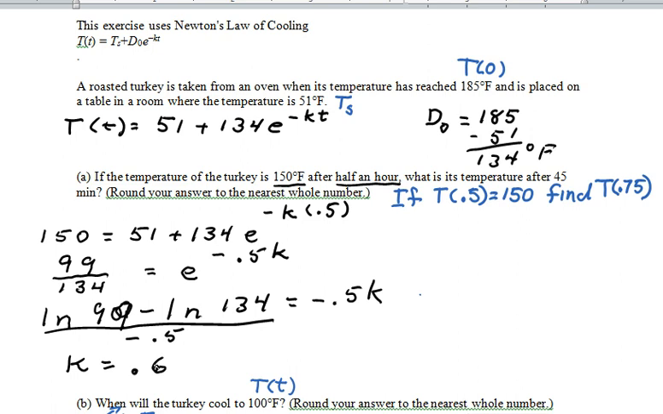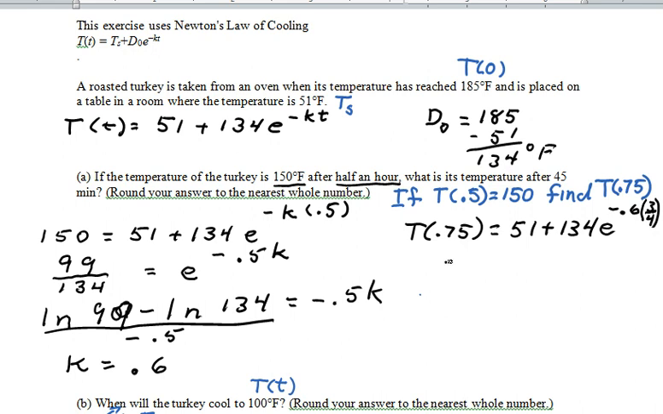And so now we can use that k to find T of 0.75. It will equal 51 plus 134 e to the minus 0.6 times 3/4 or 0.75. I'm going to do 3/4 here. t is 3/4 or 0.75.